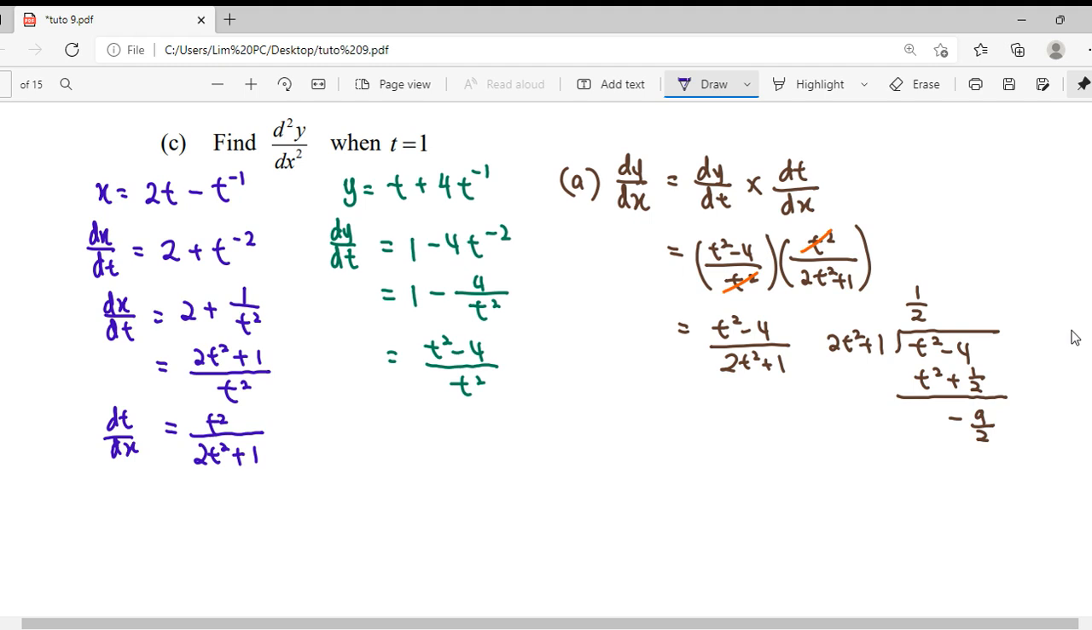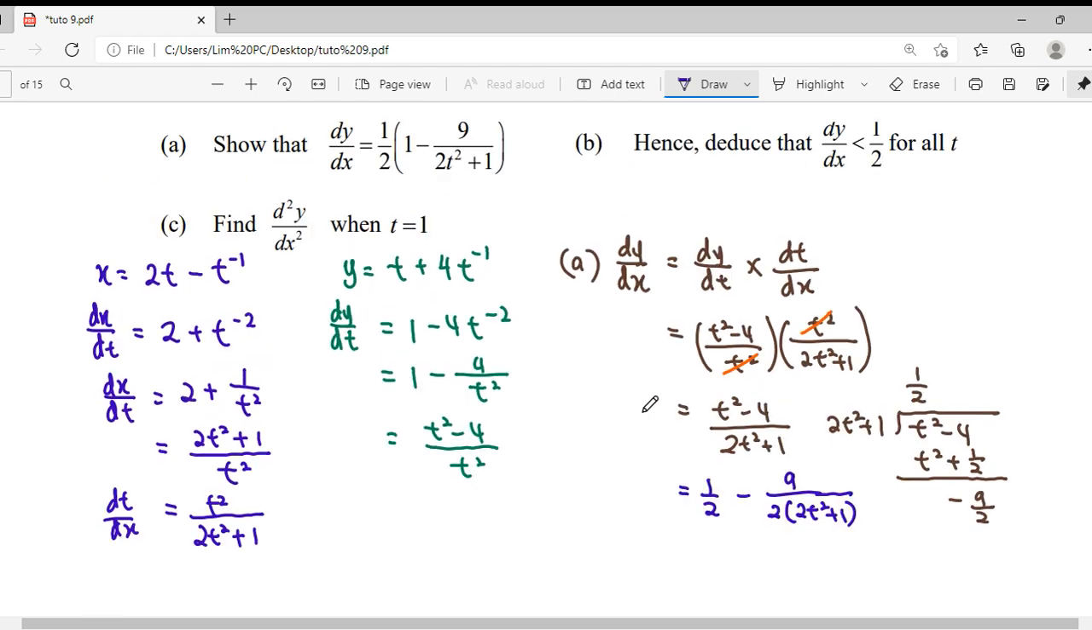When t squared minus 4 divided by 2t squared plus 1, it will be equal to quotient 1 over 2, remainder negative 9 over 2, and the divisor at the denominator here, 2t squared plus 1.